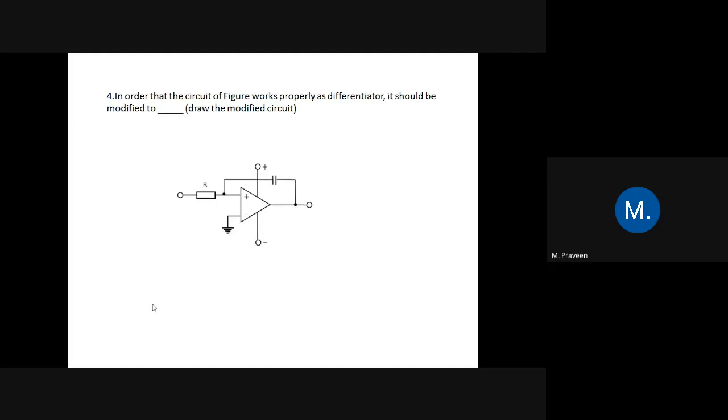In order that the circuit of the figure work properly as a differentiator, it should be modified to dash. I think it's a very simple question. So here the circuit diagram is given, and we have to modify the circuit so that it can operate as a differentiator. Can you guess what the given circuit is? What is the circuit diagram here?